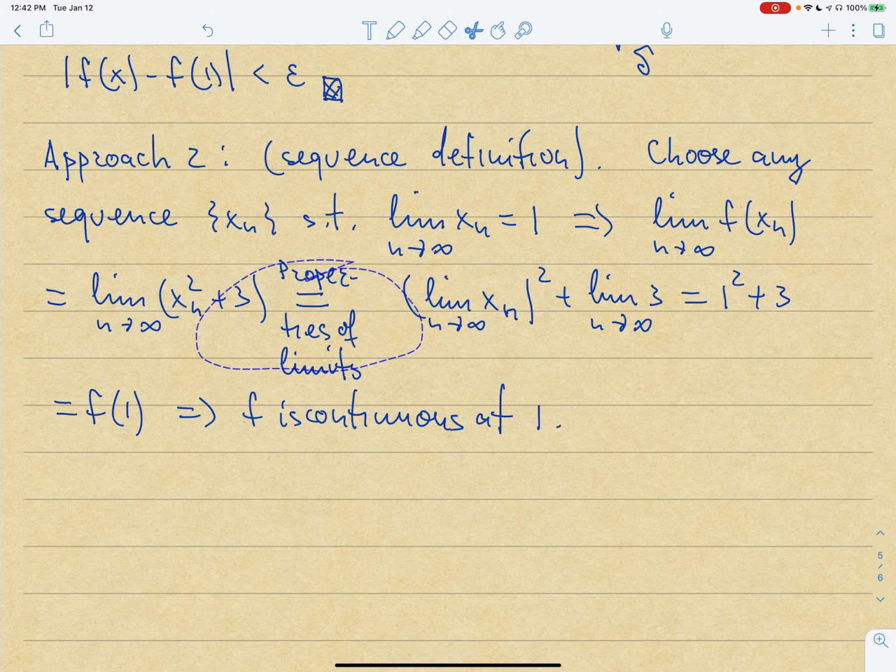So in this case, using the sequence definition is significantly easier than using epsilon delta definitions. But in certain cases, we'll see in the future, using the epsilon delta definition actually is going to be much superior to using the sequence definition in certain proofs. And so next time we're going to continue discussing continuity.